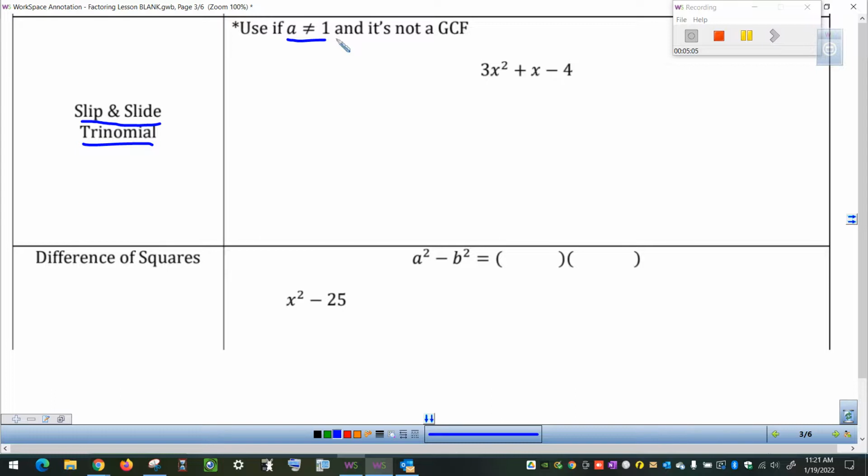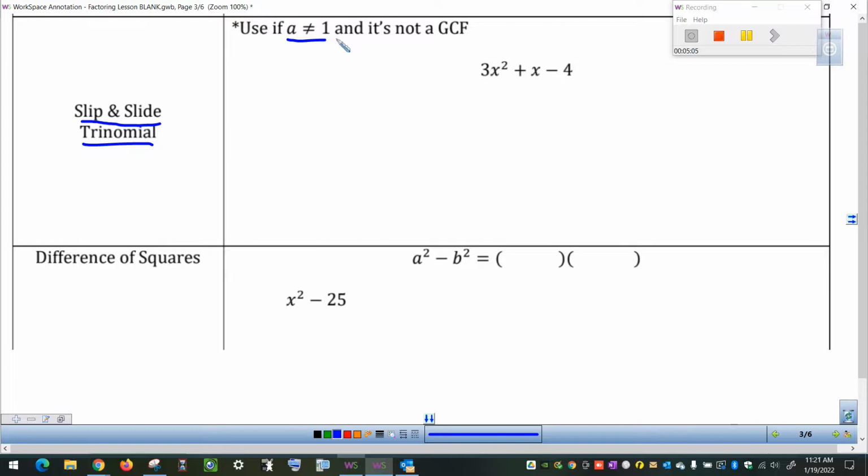In this case, because we have that 3 in front of the x squared, we can ask ourselves, could we just divide everything by 3? If the answer is yes, just take out the 3, and then it turns into a basic trinomial. But in this case, we can't divide everything by 3, so we are stuck with it, and this is where we are going to do that flip and slide method.